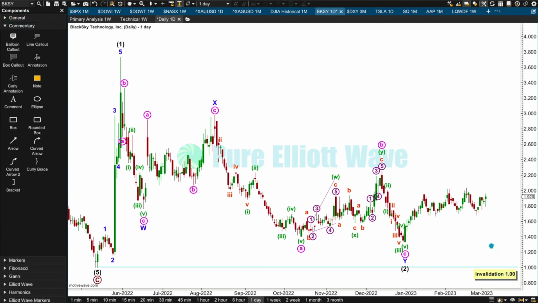You can use my invalidation points to calculate your risk. If I was going to buy some of this, and I'm not too sure about this chart yet, I might consider buying a little bit of it. I don't know, but if I was, this is my risk. If we see a new low below $1, then my Elliott Wave analysis is wrong. This is not a first wave up because wave 2 may not move beyond the start of wave 1.